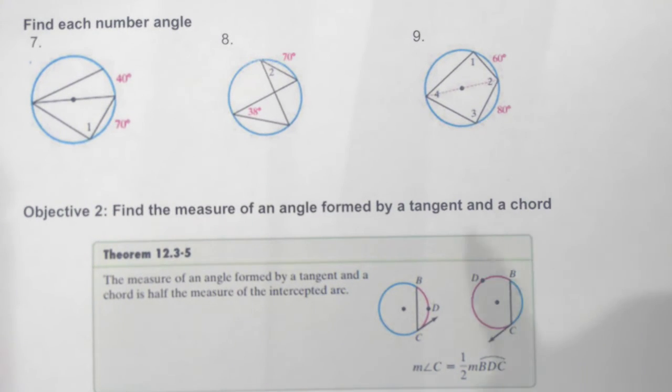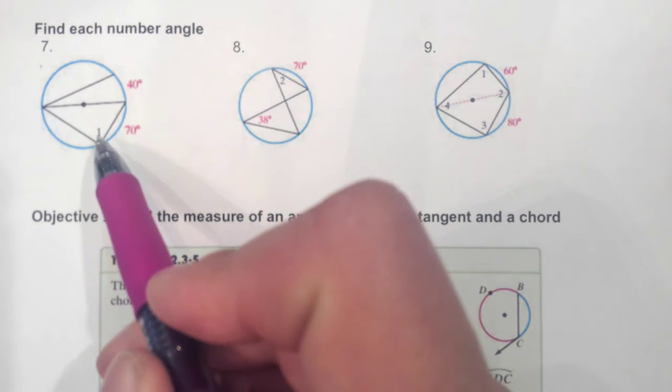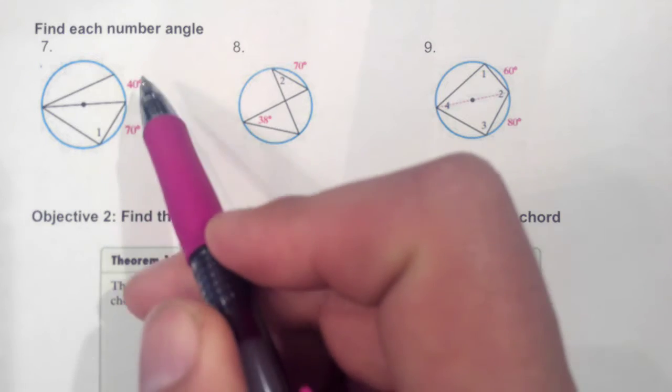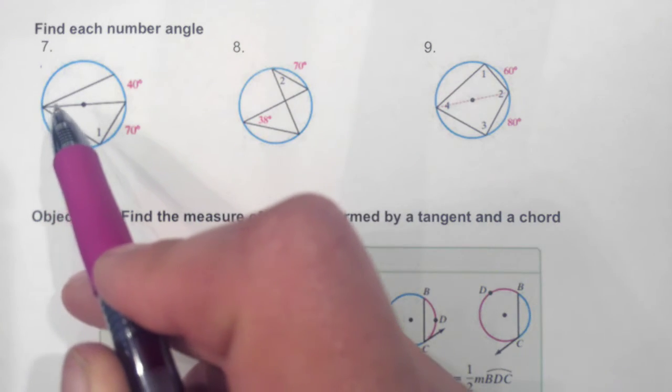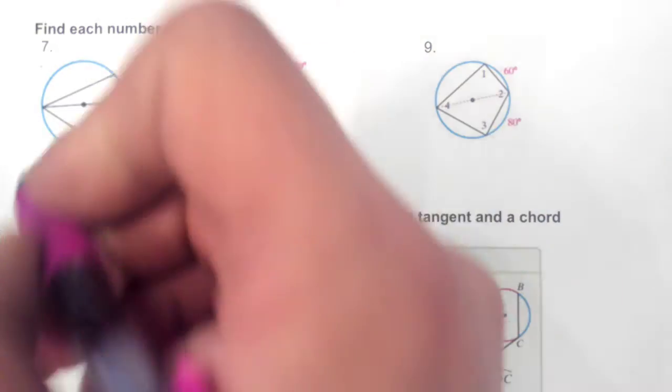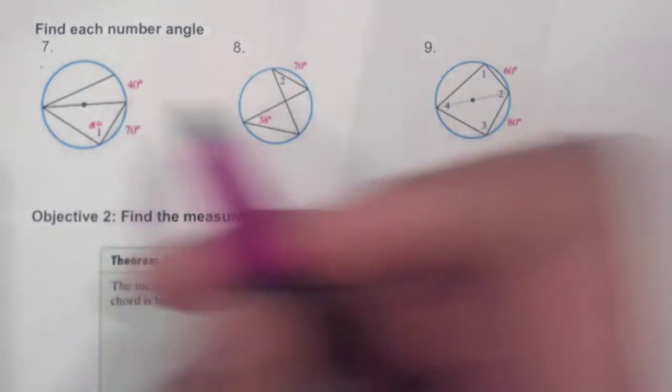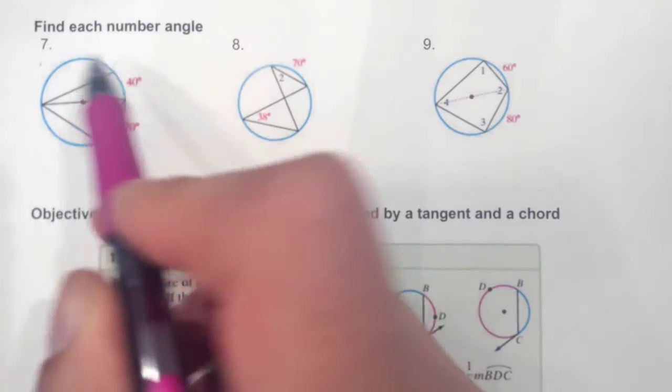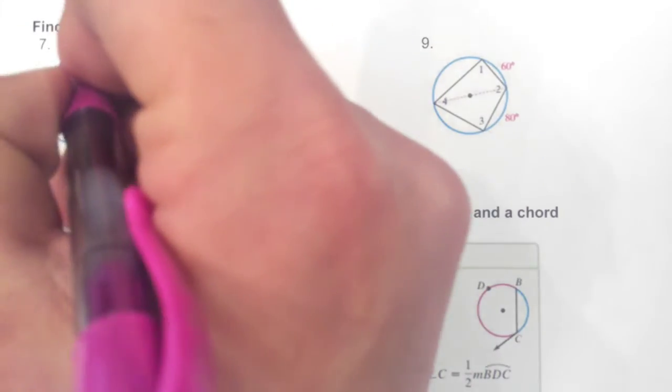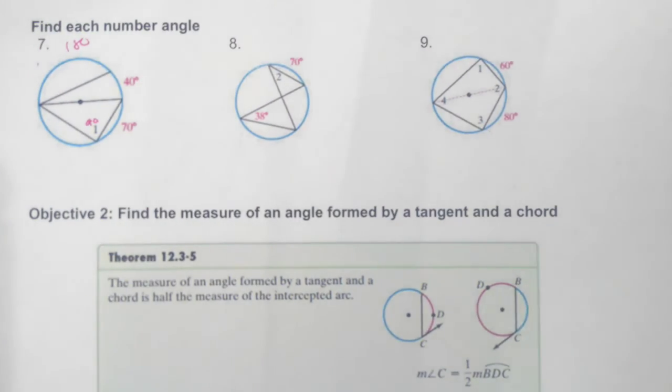Find each numbered angle. So angle 1, they give you some information you don't really need. Notice we are going to a diameter. So it's always going to be 90 degrees when the angle goes to a diameter, because a diameter is half the circle. It would be 180 for that total arc.